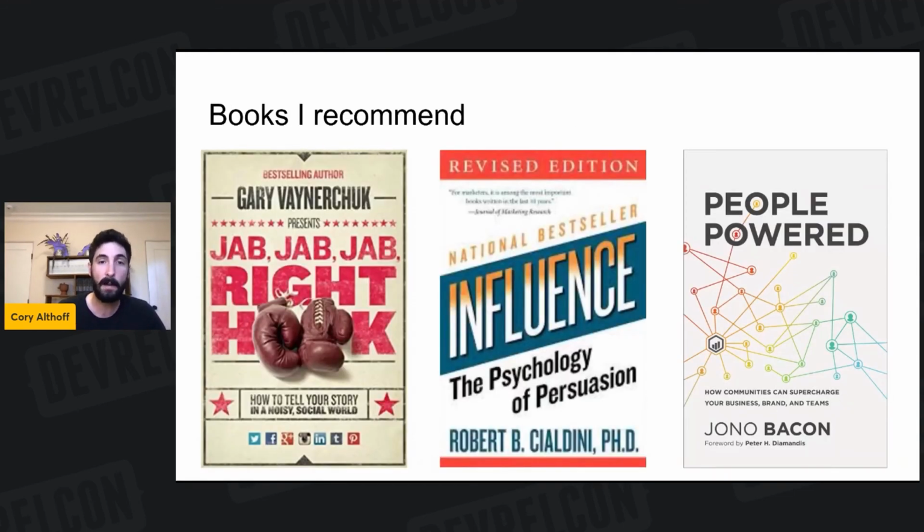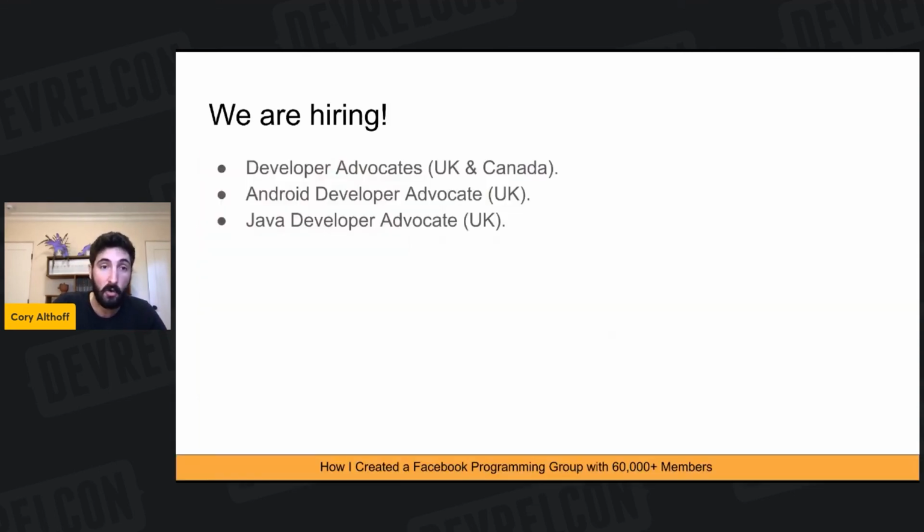If you want to learn more about building a community and marketing, here are some books I recommend. We've got Gary Vee's book, Jab, Jab, Jab, Right Hook, which I mentioned earlier. And then we've got Influence, which I think is probably the greatest marketing book ever written. And People Powered by Jono Bacon goes into a lot of the specifics of building a community. So I definitely recommend checking these three books out if you are interested in learning more.